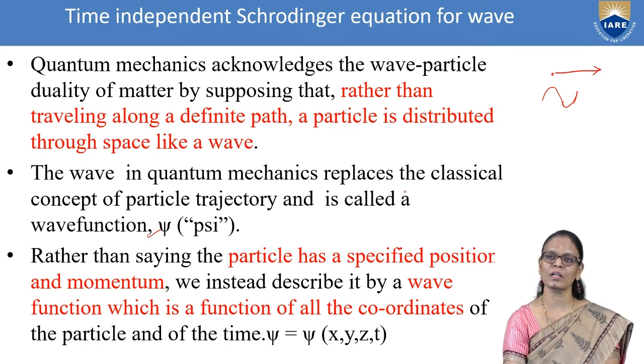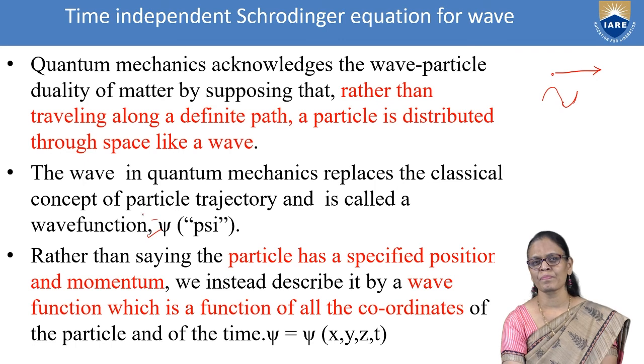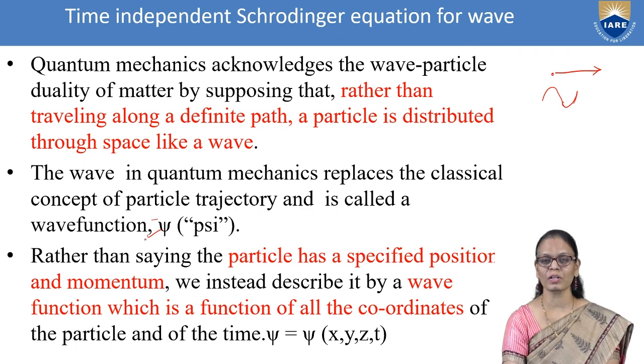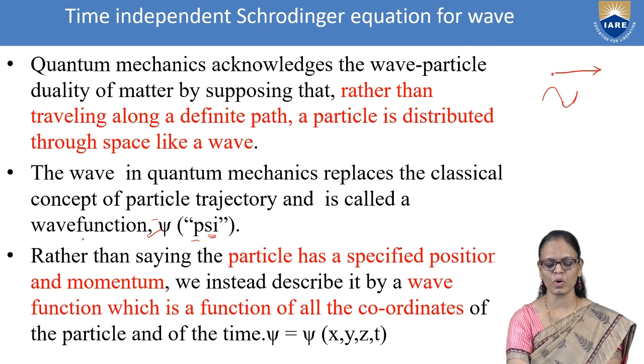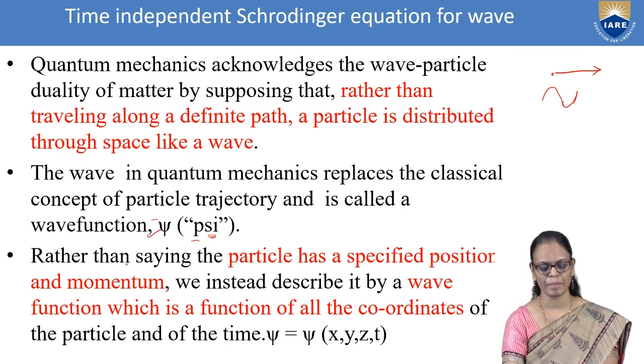So when we are talking in classical mechanics, we are talking about the path of the particle, or the particle trajectory. But in quantum mechanics, we talk in terms of the wave function, which is denoted by the Greek letter psi. Actually, you write it as PSI. P is silent here, so we call it psi. So the wave function is always denoted by psi.